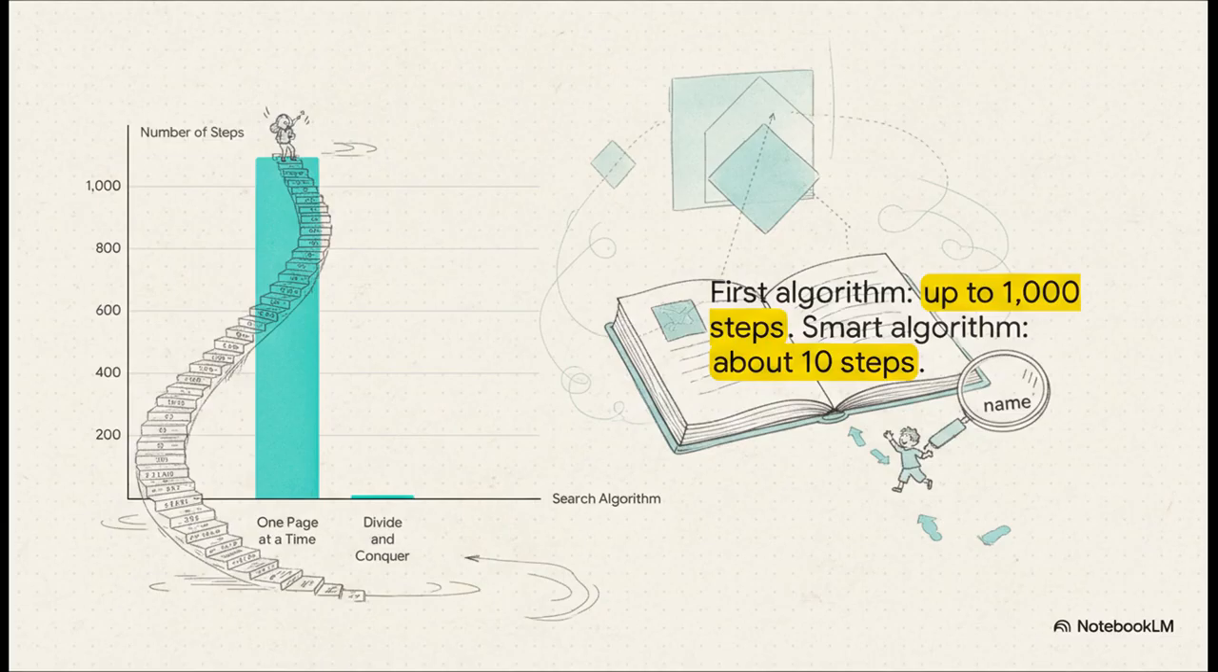And the difference between these two approaches, it's not just a little better, it's absolutely staggering. The first way could take you up to 1,000 steps. But the smart approach will find any name in that same book in about 10 steps. Yeah, 10. That's not just a small tweak, that's a game changer. It's the whole reason your Google searches feel instant. This step-by-step recipe for solving a problem, that's what we call an algorithm.